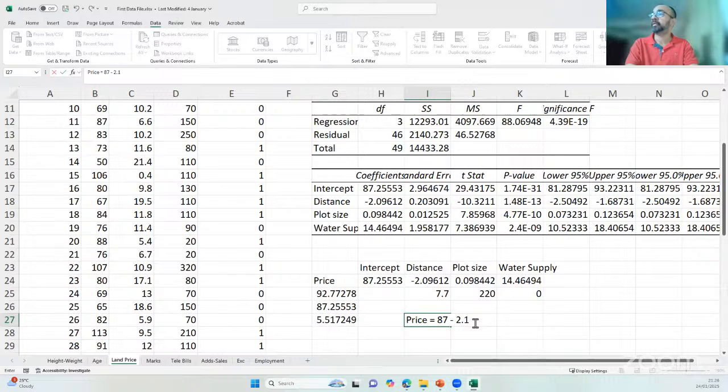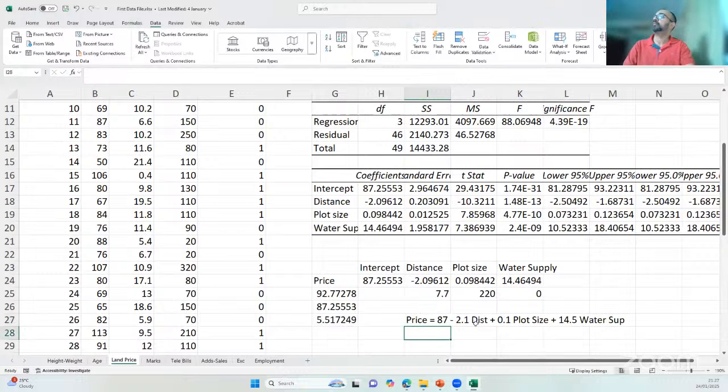2.1 times distance, I'm rounding, plus I will round the next number also, 0.1, okay, rounded, times the lot size, plus 14.5 water supply.